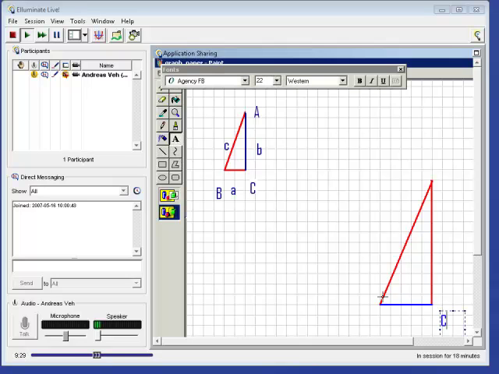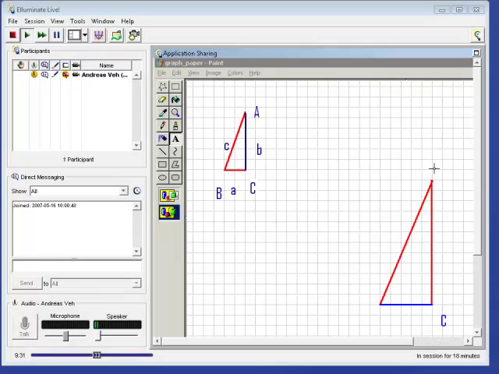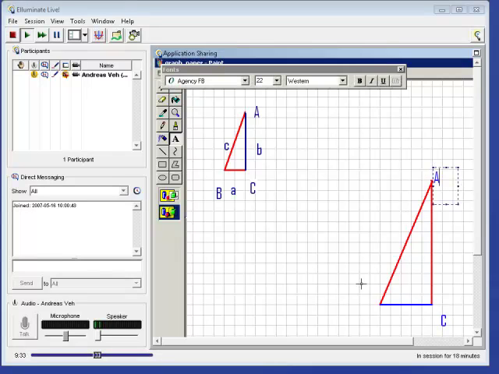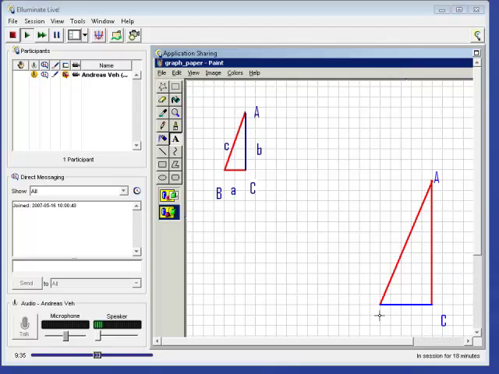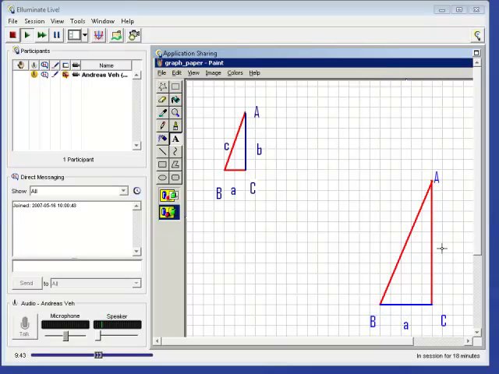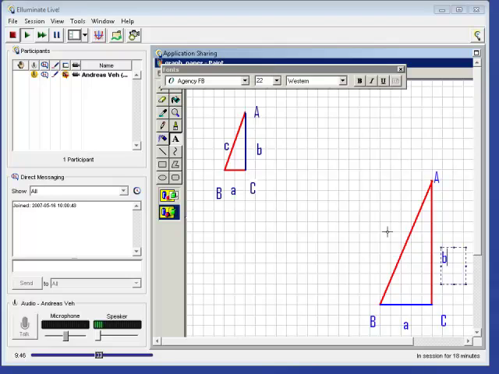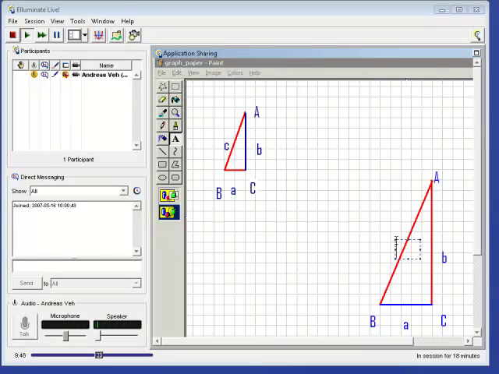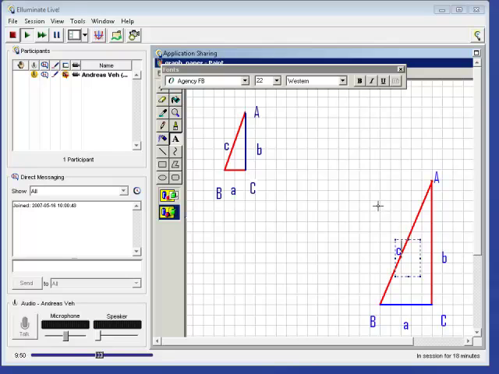And then, of course, here it's going to look a little bit nicer when I do these designations A, B, and C for the vertices. And A and B and C for the sides.